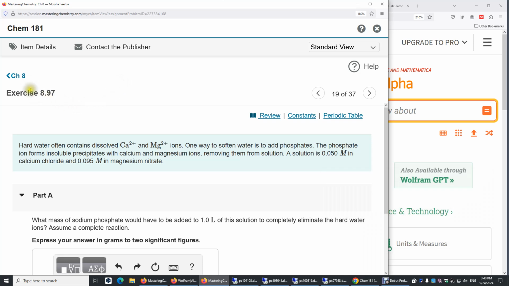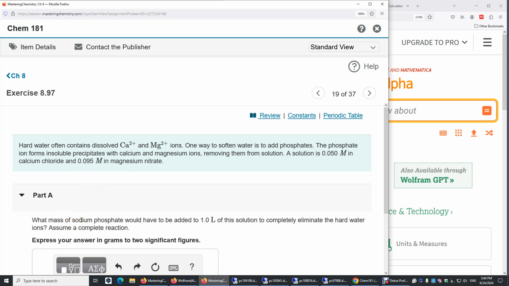Chapter 8, Exercise 8.97. Hot water often contains dissolved calcium 2+ and magnesium 2+ ions. One way to soften water is to add phosphates. The phosphate ion forms insoluble precipitates with calcium 2+ and magnesium 2+, removing them from solution. A solution is 0.05 molar in calcium and 0.095 molar in magnesium.